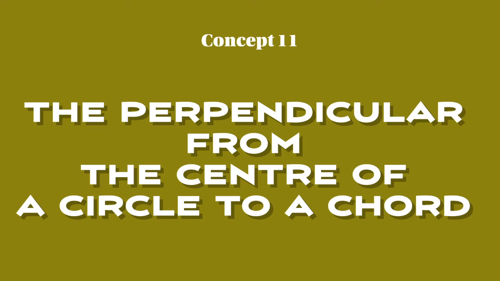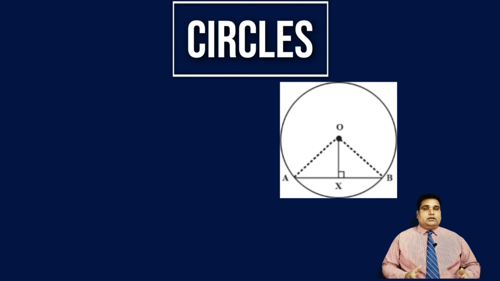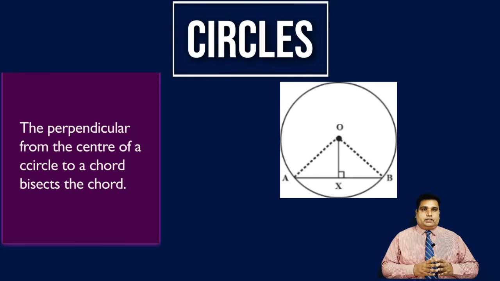Concept 11, perpendicular from the center of a circle to a chord. Here, as you can see in the diagram, AB is a chord and O is the center, and we are drawing a perpendicular from the center to the chord at point X. We can always say that the perpendicular from the center of the circle to the chord bisects the chord. Meaning it is going to divide the chord AB into two parts, or we can say AX will be equal to XB.